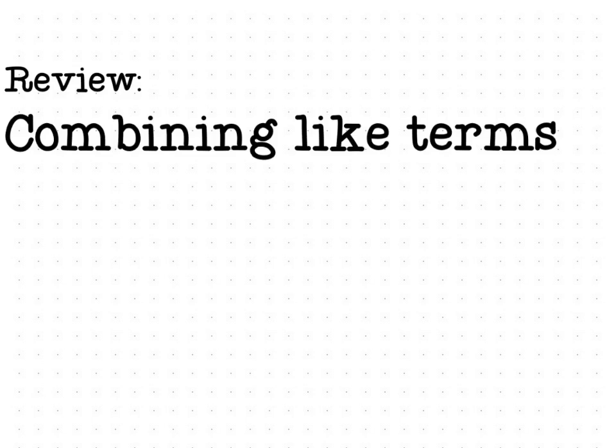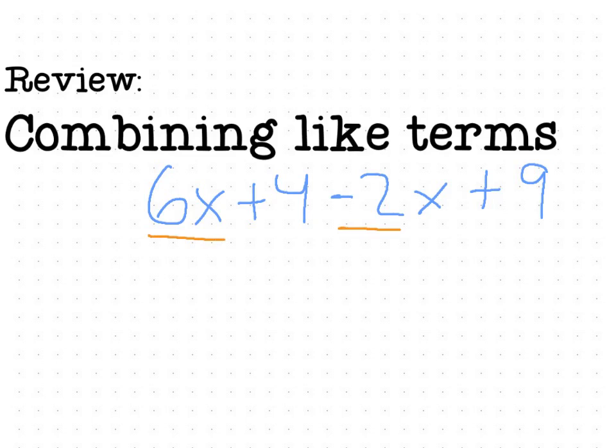So for example, if I take 6x plus 4 minus 2x plus 9, I can make this shorter, or I can simplify it. One of the things you might do is find the pieces that look alike. Both of these terms have the variable x, so I'm going to put them together. The 4 and the 9 are both constants, so we'll combine them. Finally, just do the arithmetic.